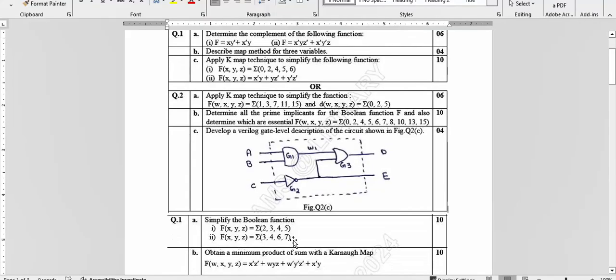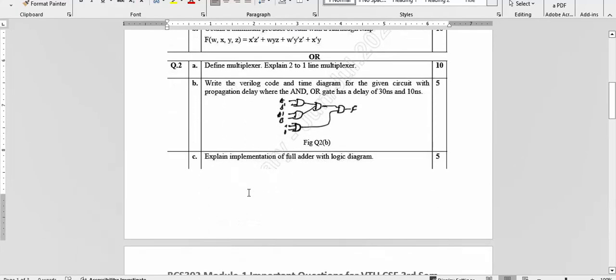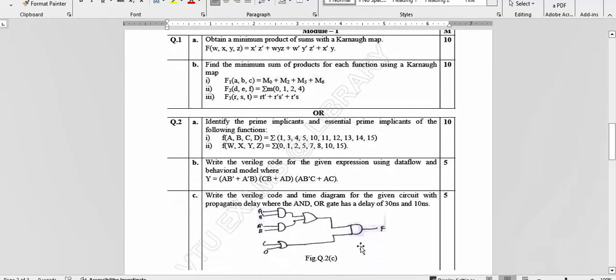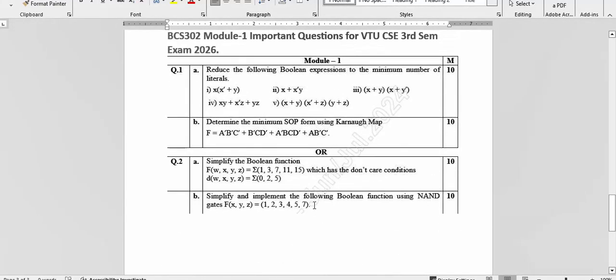I'll just pause for a second so that you can take a screenshot of this. So this is the first screenshot which you can take for the important questions. Next is the second. Okay, this one. And next is this one. Okay, this one. And the last one is this one.